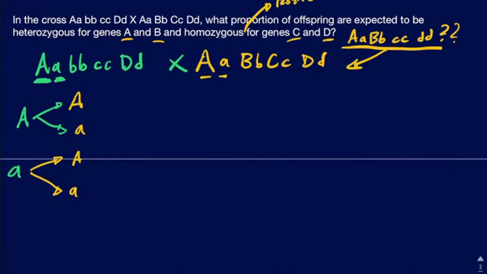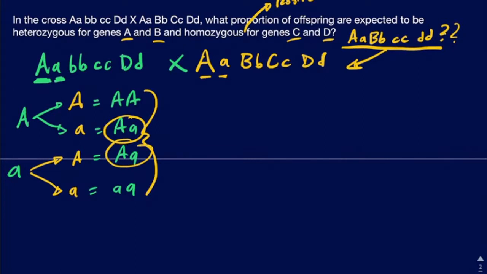If you do that in math, we get big A, big A, big A, little a, big A, little a, and little a, little a. And from the problem, we're looking for offspring that is heterozygous. So we count which one of these 4 is heterozygous. And so that's this one and this one, or 2 out of 4. Big A, little a. Let's move on to the B gene.